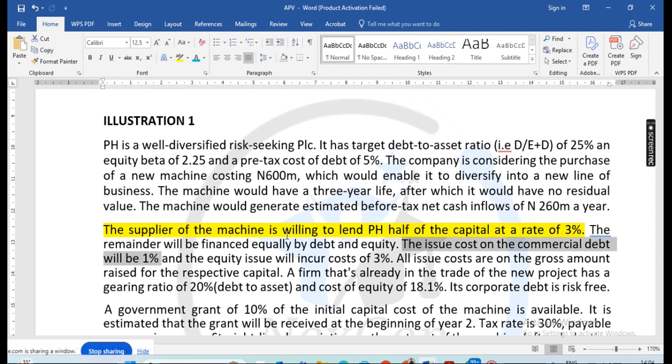You can see now that the commercial debt is in between the debt, the finance equally, which is the debt and equity. So, the commercial debt is this debt here that will be financed equally. 1% of it will be the issue cost, while the issue cost for equity will be 3%.